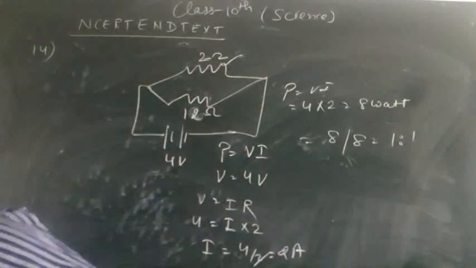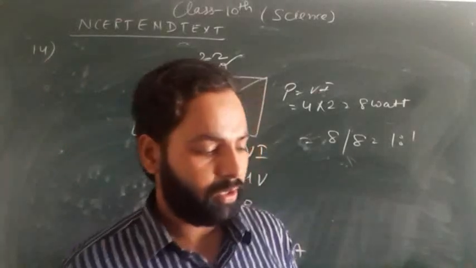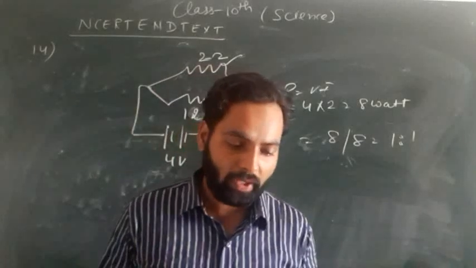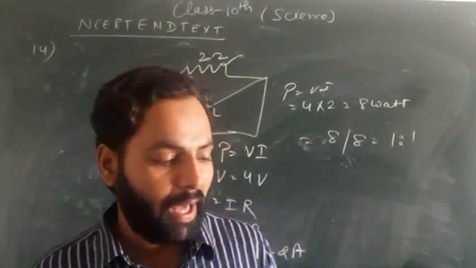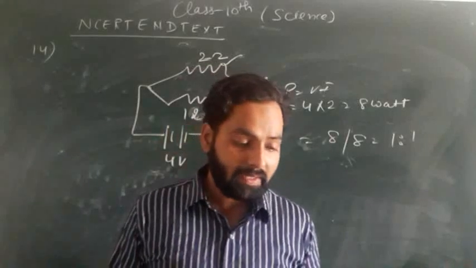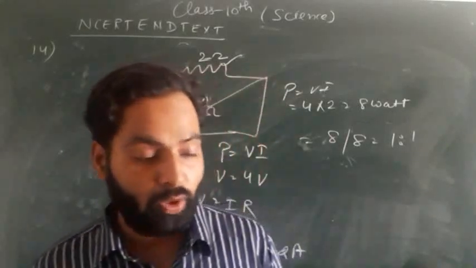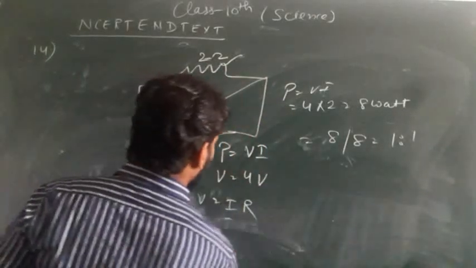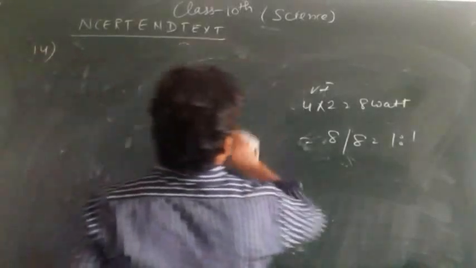In question number 15, two lamps, one rated 100 W at 220 V and another 60 W at 220 V, are connected in parallel to each other. What is the current drawn from the line if they are supplied a voltage of 220 V? So we have to find the current. How are they connected? They are connected in parallel.